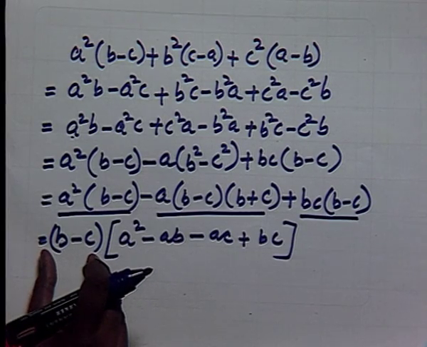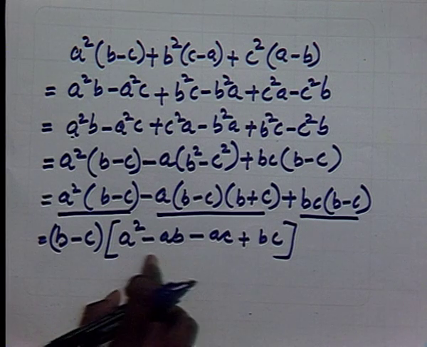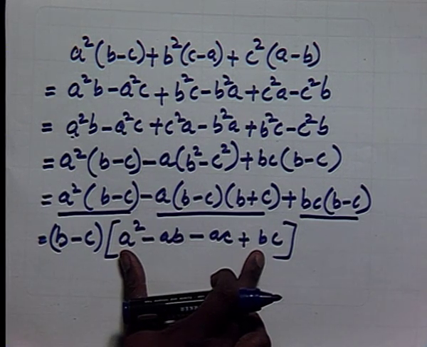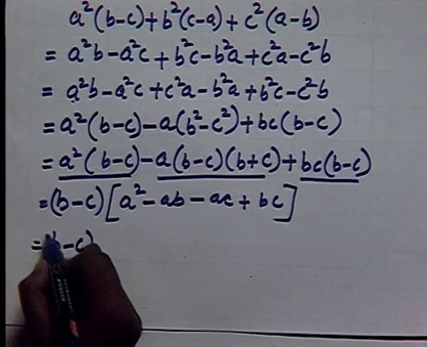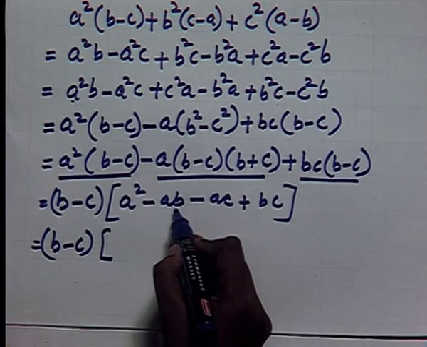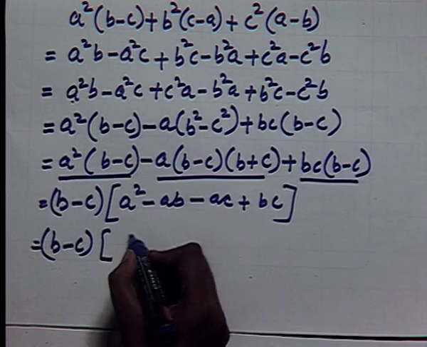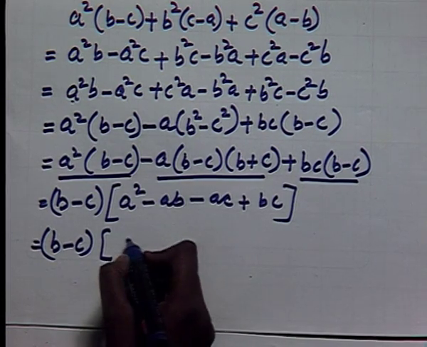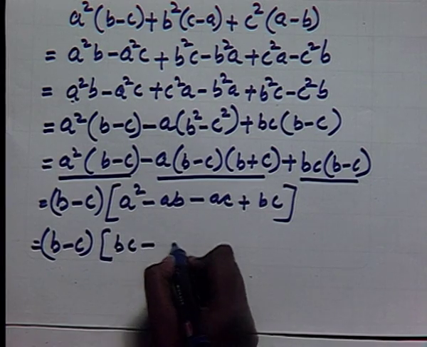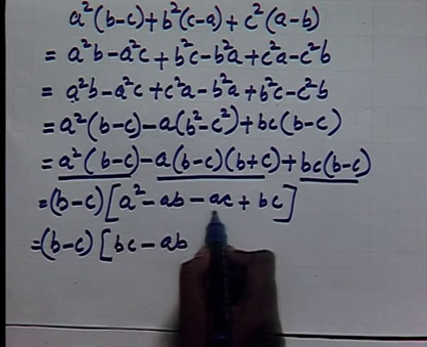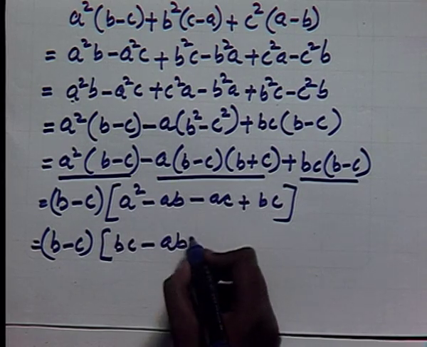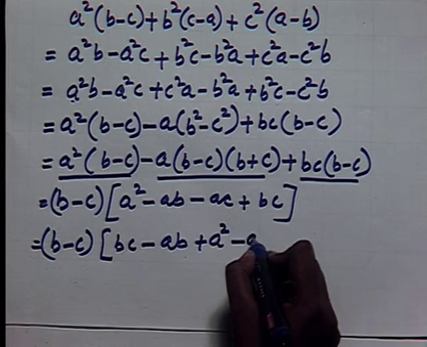Now, B minus C is already one factor which you have got. Now, let us again arrange the rest of the terms in descending order of the power of the next letter, that is B. So, we get here B minus C into, there are two terms having power 1 in the letter B. Those two terms are BC minus AB. Then there are the rest two terms that do not have B at all, that is plus A square minus AC.